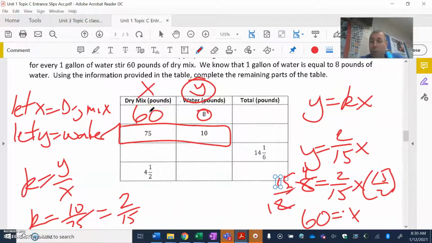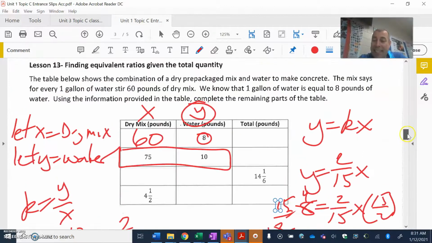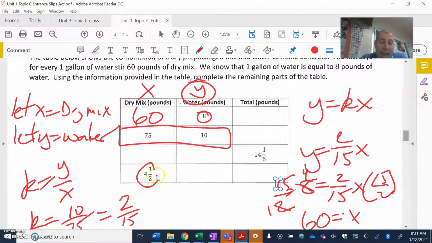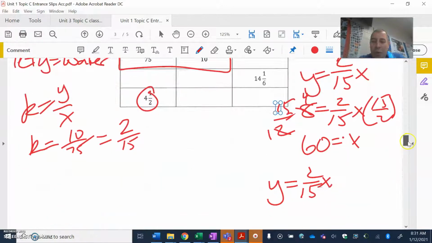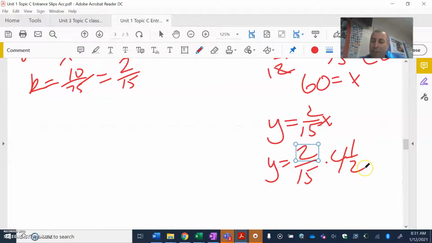When it comes down to the 4 and 1/2, okay, well, I can still use my equation. Y equals 2/15 x. But this time, that 4.5 is under the x. So we'll plug in the 4.5 where the x is at. Sorry, I want to keep these in order there. So 2/15 times the 4.5.